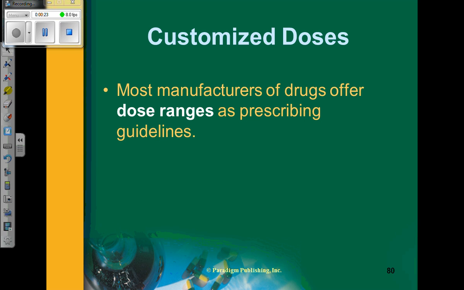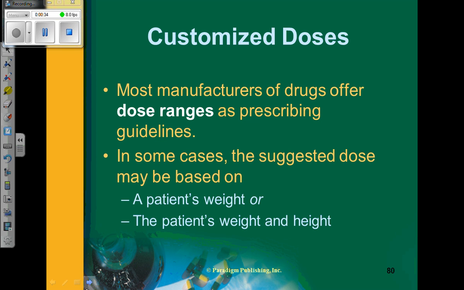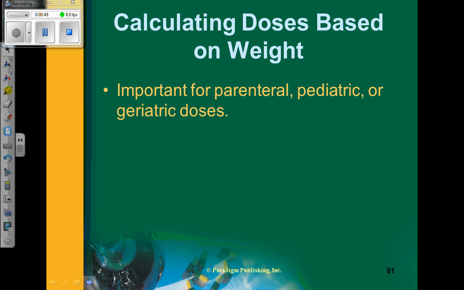So most manufacturers, of course, of drugs offer dose ranges as prescribing guidelines. In some cases, the suggested dose may be based on a patient's weight or the patient's weight and height. A good example of this: when you go to the store to get, say, children's liquid Tylenol, usually the dose is based on the patient's weight, sometimes their age and weight. So it is important, of course, for pediatric or geriatric doses.